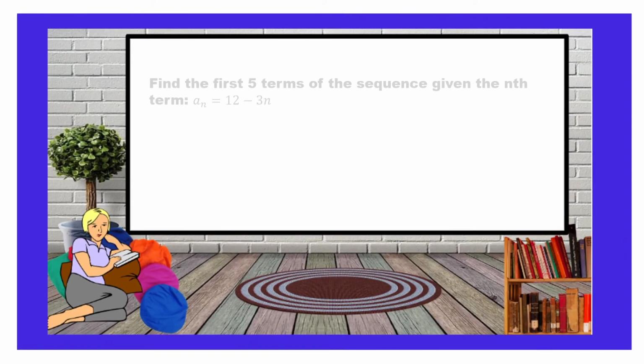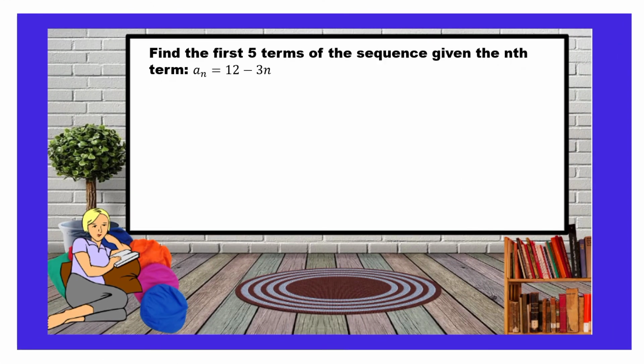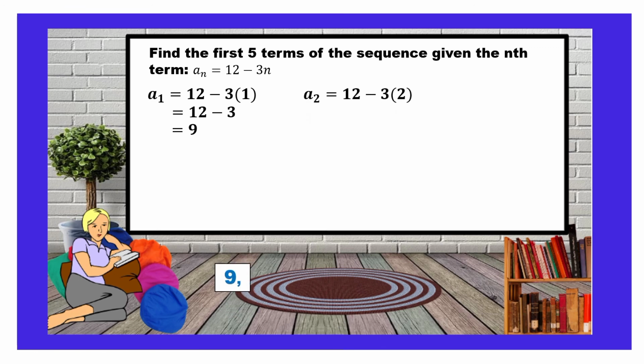And for our third illustrative example, find the first 5 terms of the sequence given the nth term a sub n equals 12 minus 3n. N equals 1, so we have 12 minus 3 is equal to 9. That's our first term. If n is equal to 2, we have 12 minus 6, and that is 6.